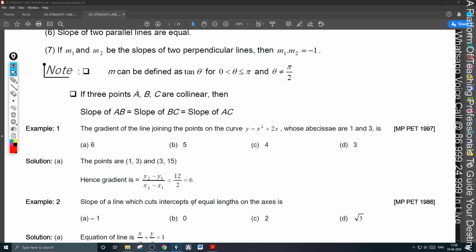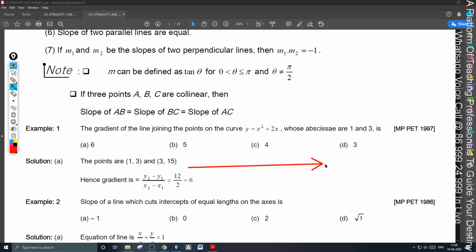Slope of a line which cuts intercepts of equal lengths on the axis. Let us see how they are.